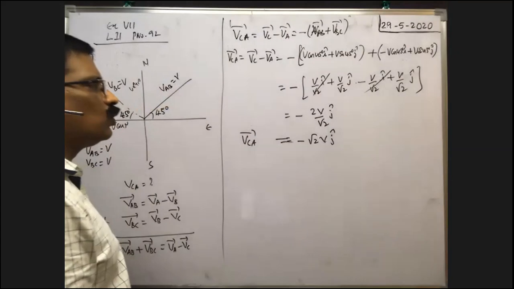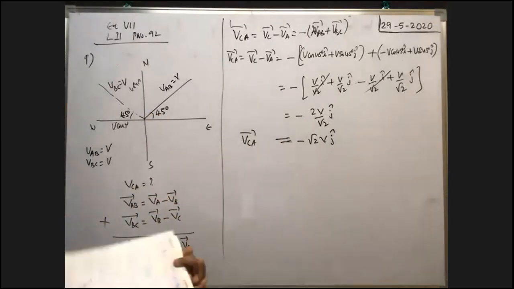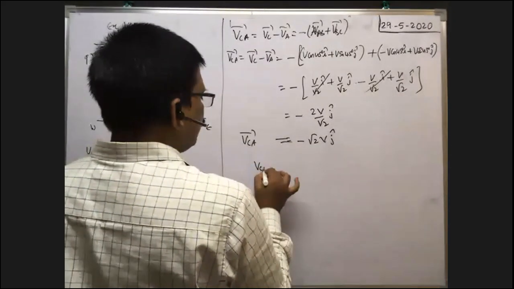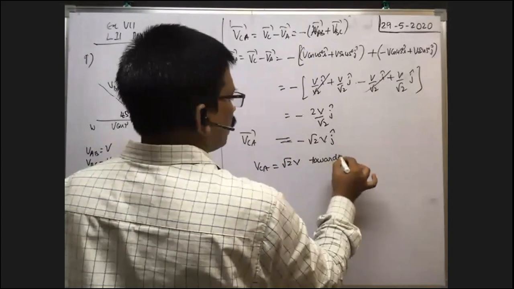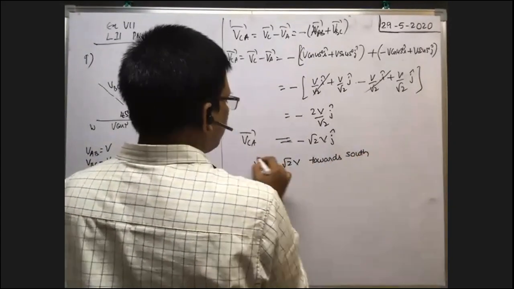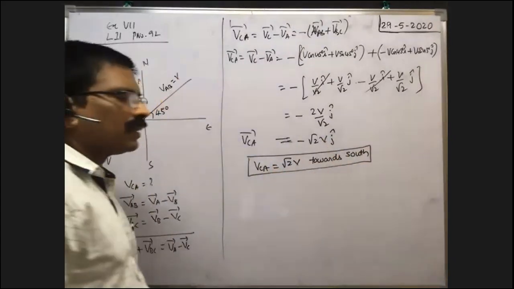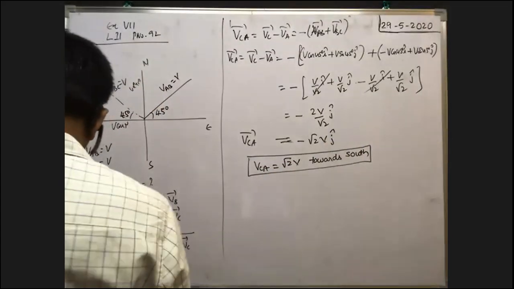Minus root 2 V J cap means what is the direction of VCA? Velocity of C with respect to A direction is what? Negative y-axis means in this direction, no? So south. So the answer is only south. Therefore VCA is equal to root 2 V towards the south. Magnitude is this one, and it is towards south. But in the answer only direction is mentioned. That's why it's south. So this is one important problem.